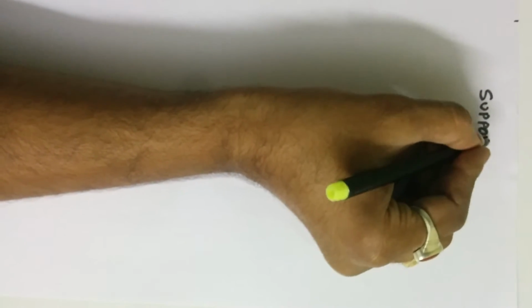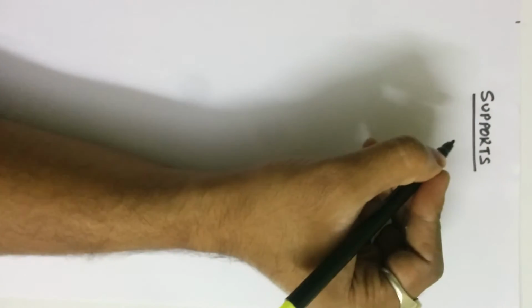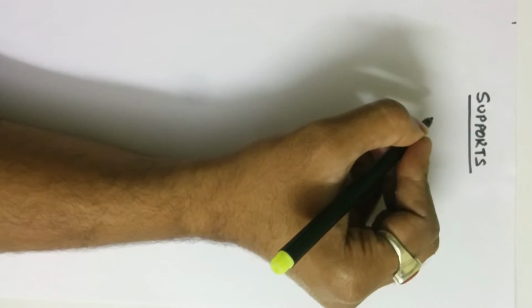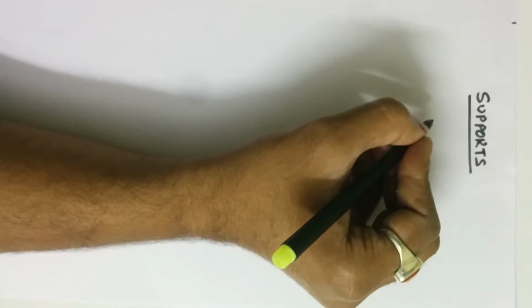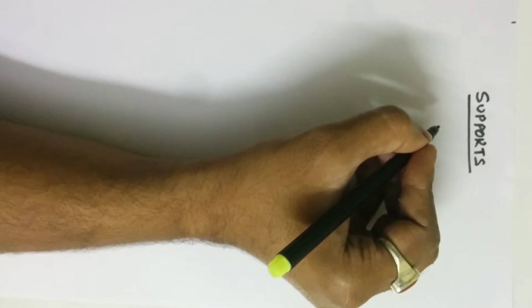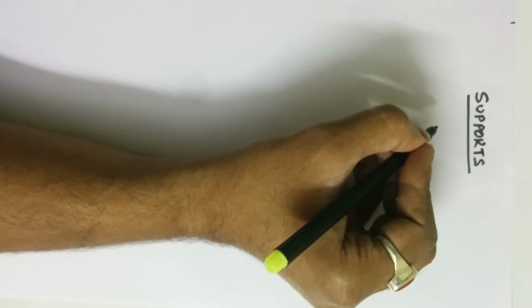Regarding supports, first I want to tell you that this entire world, all the bodies are supported by something or the other. For example, you can see my hand which is being supported by this board. You can see the pen which I am holding and that is being supported by my fingers. That means without support, there is no existence of any object in this world.